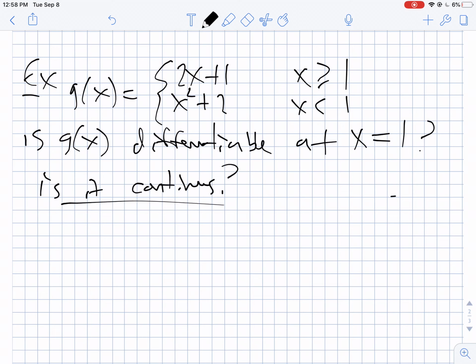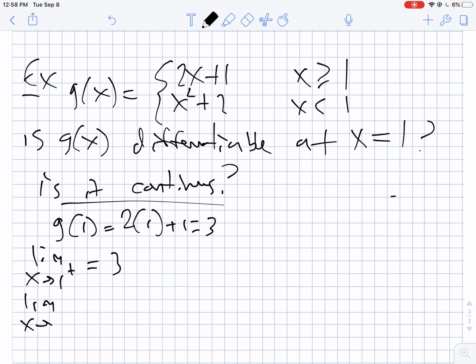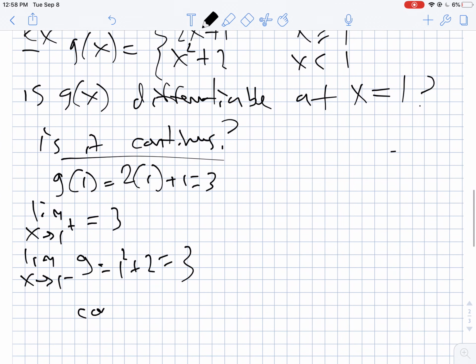Okay, so that's where we take the limit from both sides. If we want to find g of 1, it's just the top case. That's equal to 3. If you take the limit as x approaches 1 from the positive side, that's still 3. If you take the limit as you approach from the negative side of your g, you get 1 squared plus 2, which is 3. Okay, so it is continuous, right? The limit equals the value of the function there.